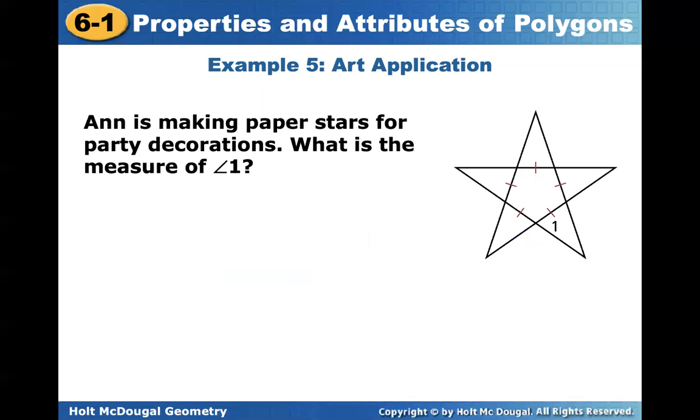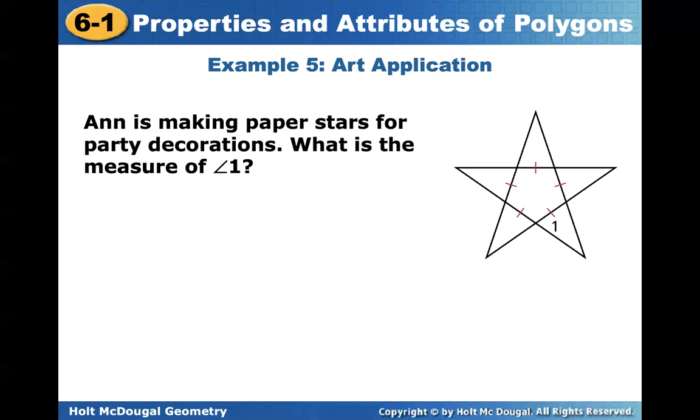Let's look at an example of application here. Anne is making paper stars for party decorations. What is the measure of angle 1? If we go around this, what is this figure right here? It's a pentagon, and it has congruent sides, doesn't it? If they have congruent sides, the exterior angles all have to be the same. And if they all have to be the same and add up to 360, we could take 360 divided by 5, couldn't we?